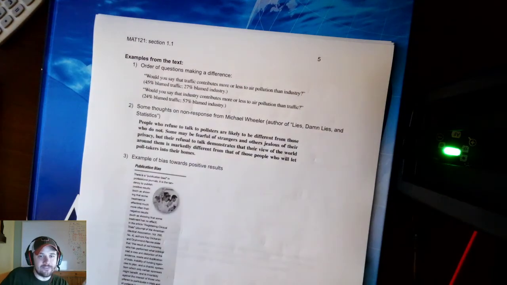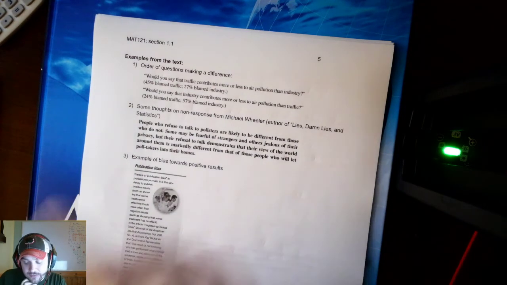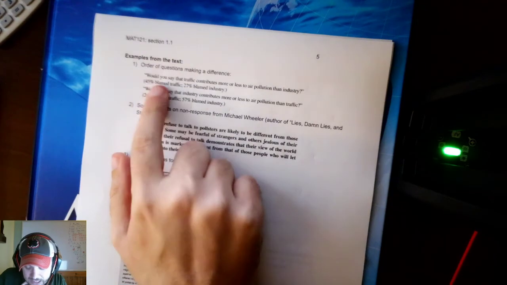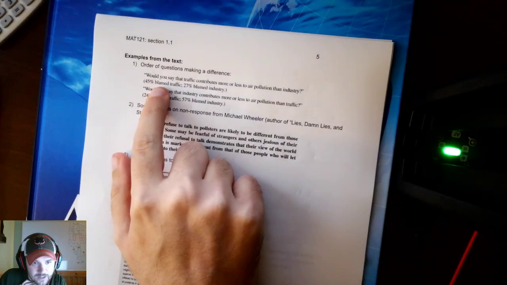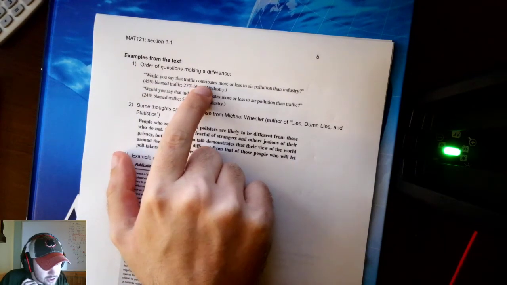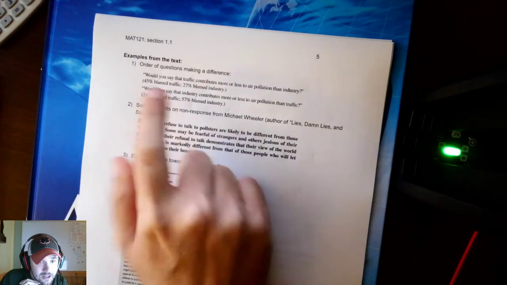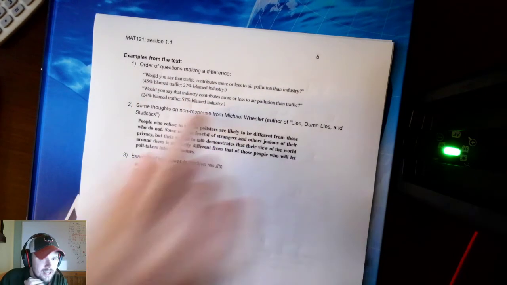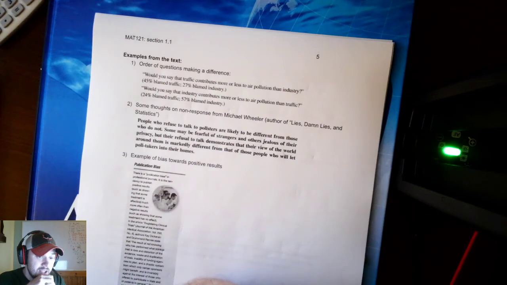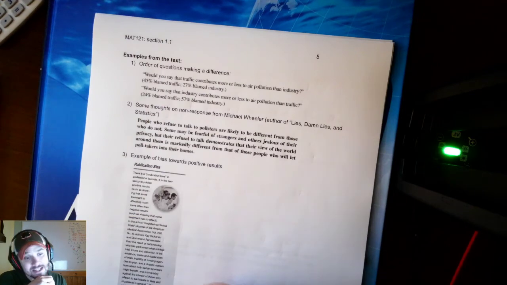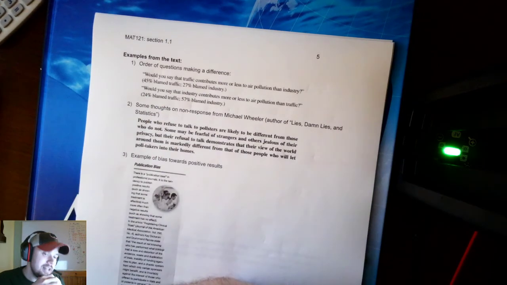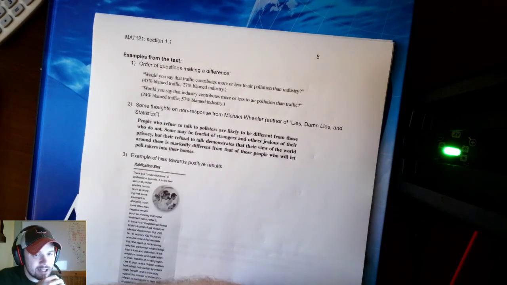Did it mention traffic or industry first? In the first example, most people blamed traffic, and it came first in the question. In the second example, most people blamed industry, and it came first in the question. That is very common. A lot of people choose the first option in a question more frequently than the second option. That's just an inherent bias that tends to happen in questions.